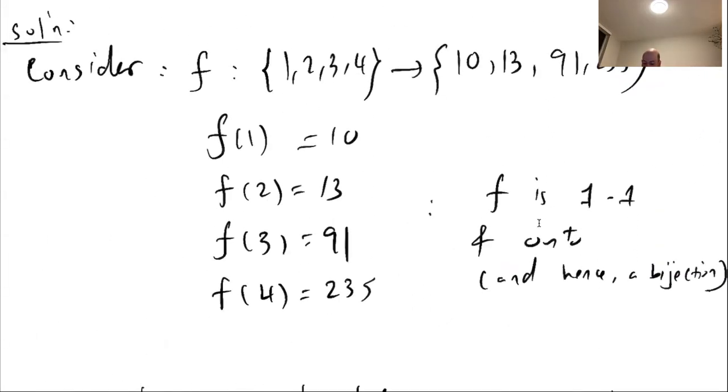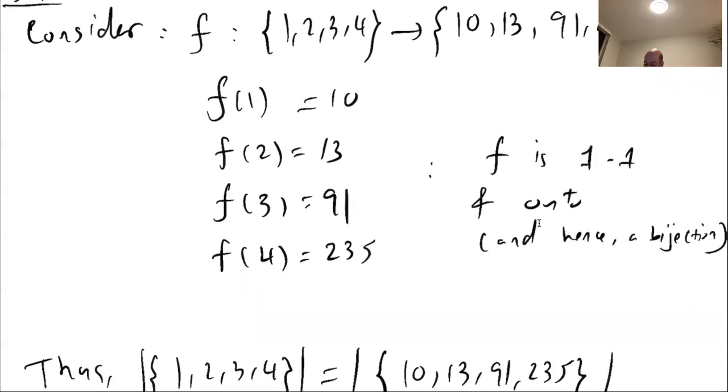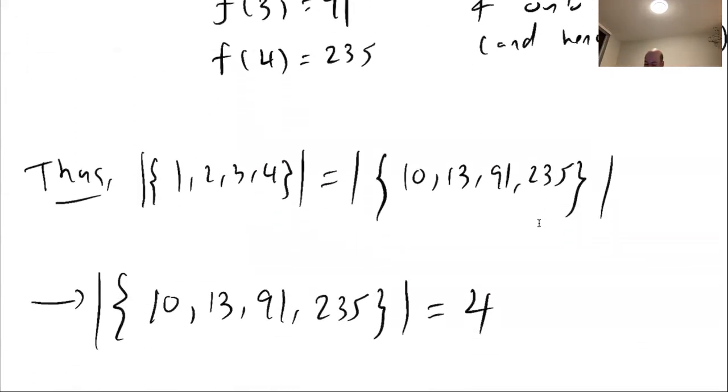Why? Because we constructed a function which is one-to-one and onto from one set to the other. Look at this function. It's one-to-one because any two different inputs have different outputs. And it's also onto because every element in the codomain occurs as an output: 10 occurs as an output, 13, 91, and 235 also. So the function is one-to-one and onto, and therefore a bijection. Therefore, the cardinalities of these two sets are equal. The cardinality of the left-hand side is by definition 4, so the cardinality of the right-hand side is also 4.